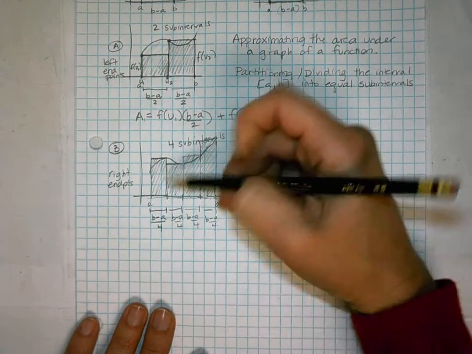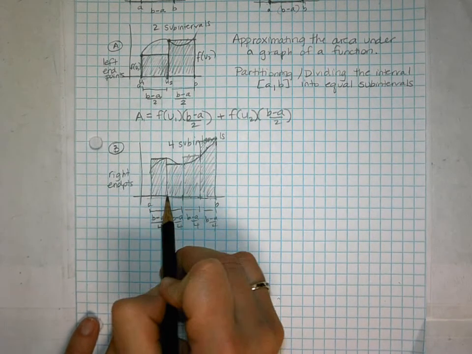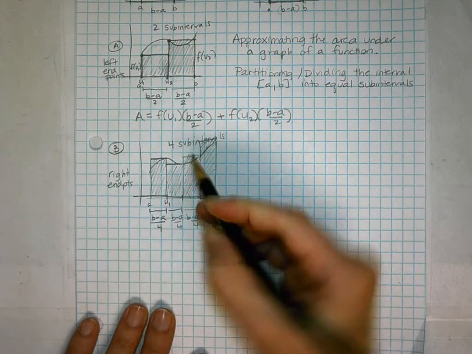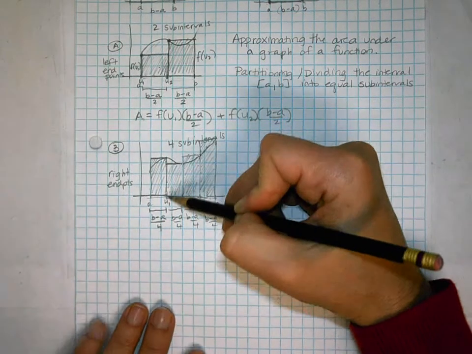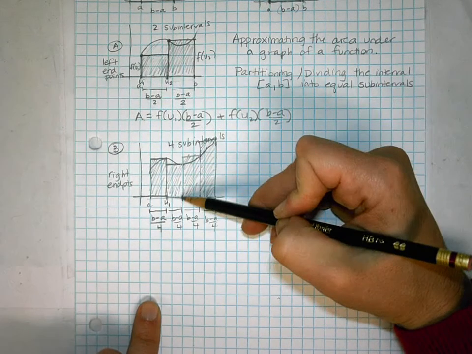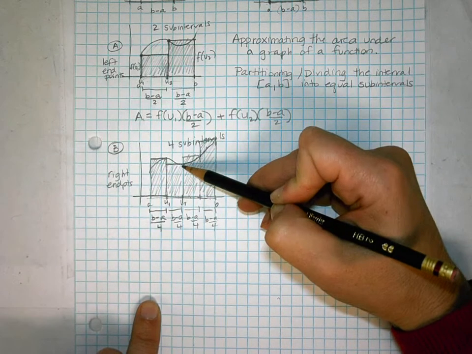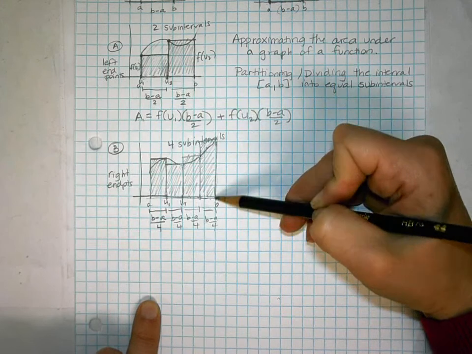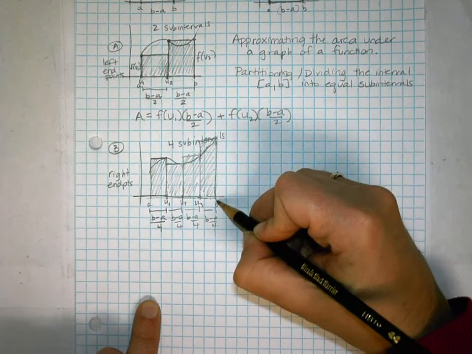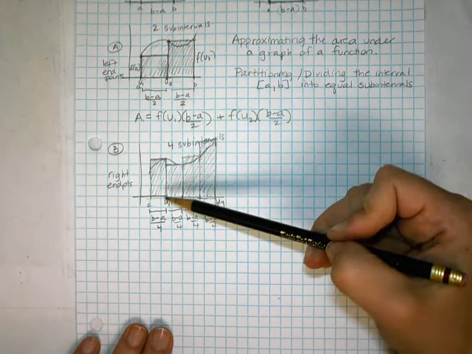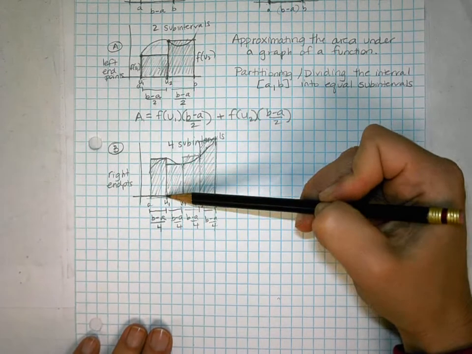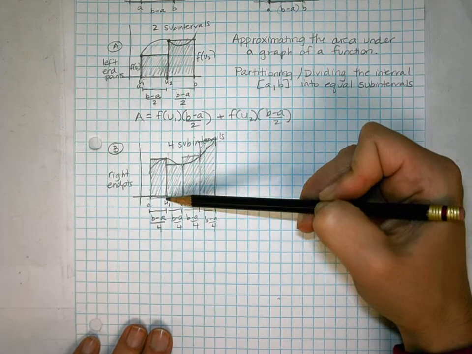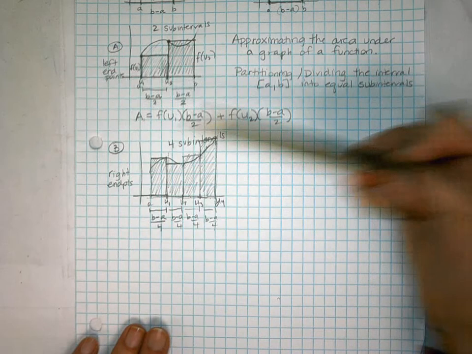And then again, since we're using the right endpoints, this is my first height, right? This is the actual height I'm using. So this is my u sub 1. This is my u sub 2, because this is the second height that I need. Here's my third height, and here's my fourth height. So this would be u sub 3, u sub 4. And again, I'd find my area by taking my base times my height, and my height would be plugging this u into my function.